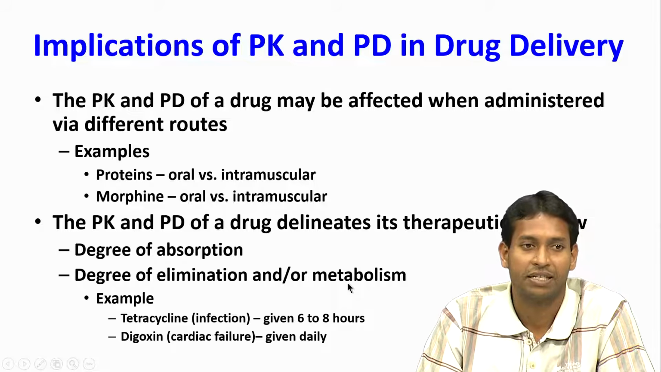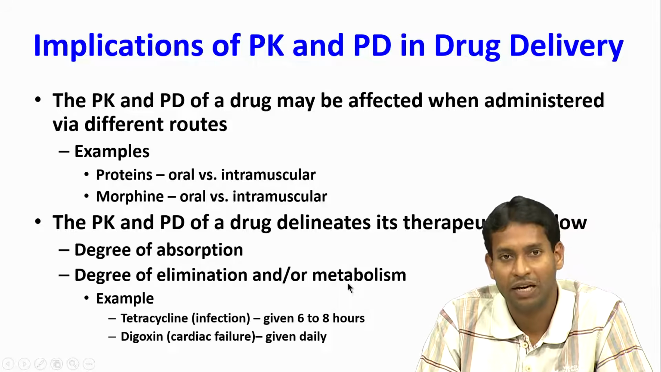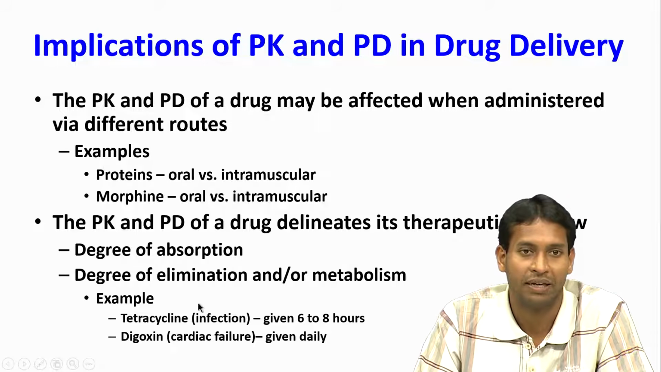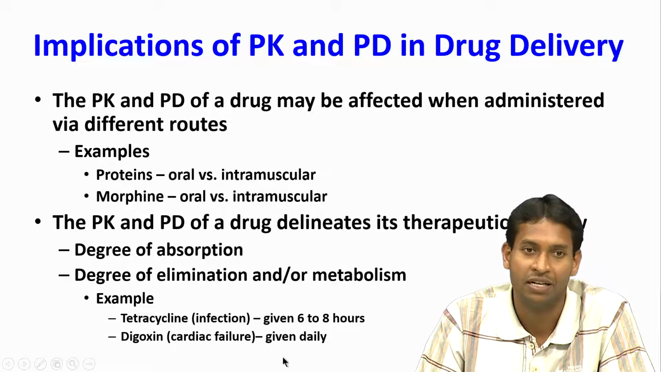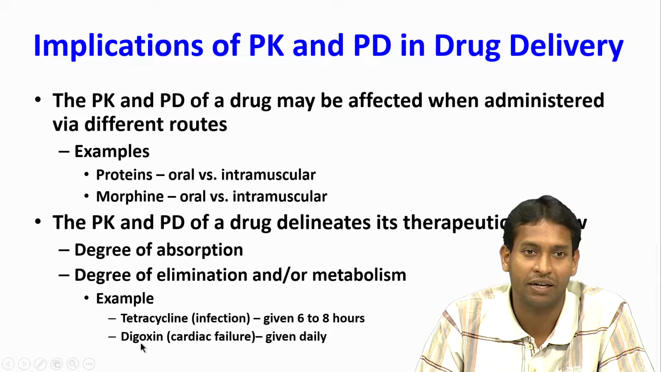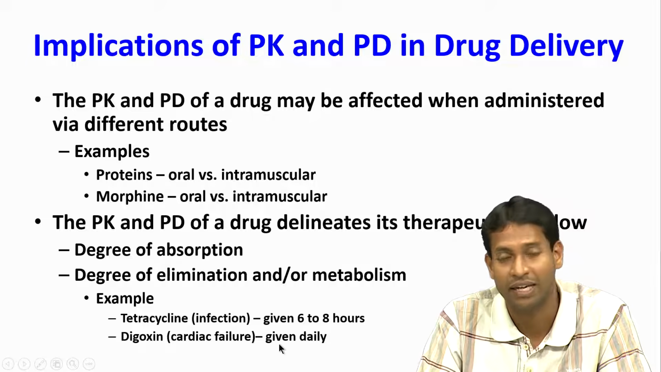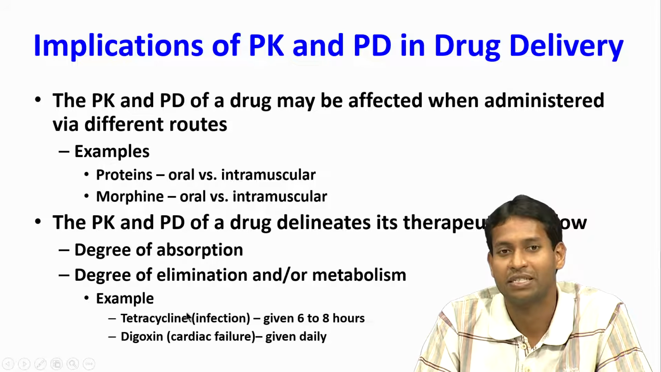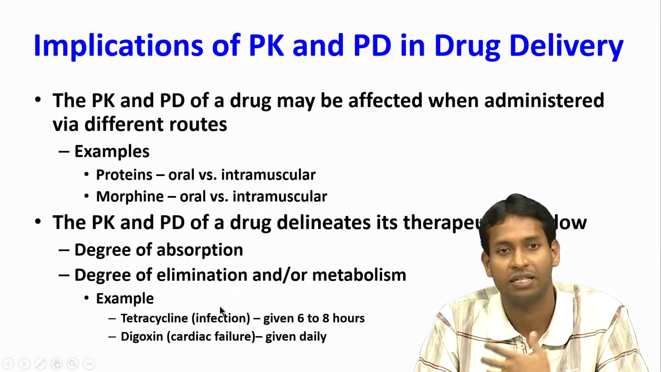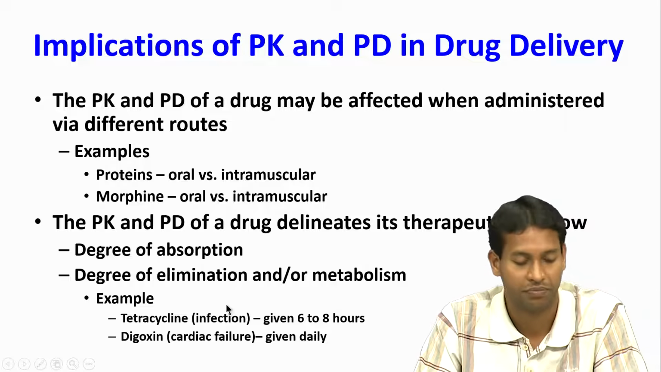So, if a drug is getting metabolized very quickly, then you will have to take it again and again in short periods of time. For example, in infections, tetracycline is given every 6 to 8 hours, whereas in another example, a cardiac failure drug, digoxin, is given daily. This is basically on the basis of how much concentration you want in the plasma and how fast it is getting cleared away from the plasma.